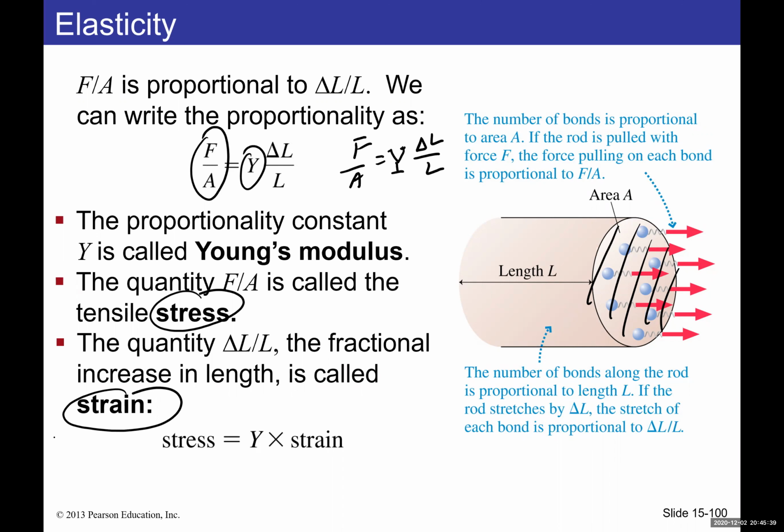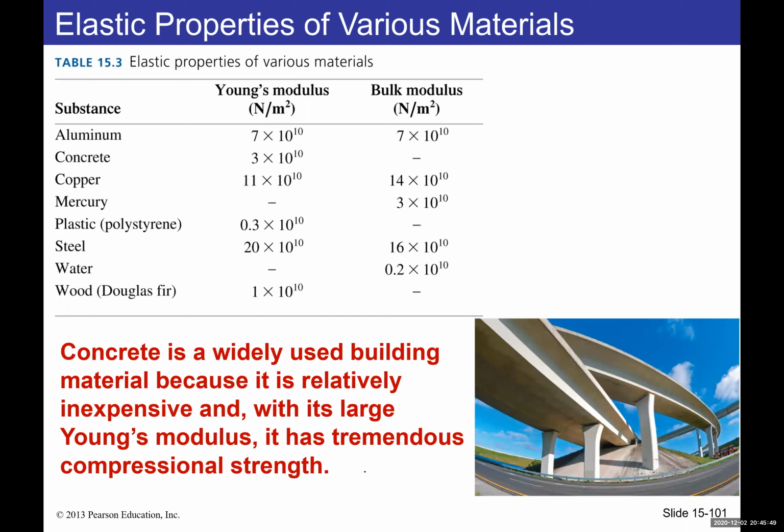So one thing we can say is that the stress, which is F over A, equals the modulus times the strain, which is delta L over L. So the Young's modulus equals stress over strain, or basically F over A divided by delta L over L.